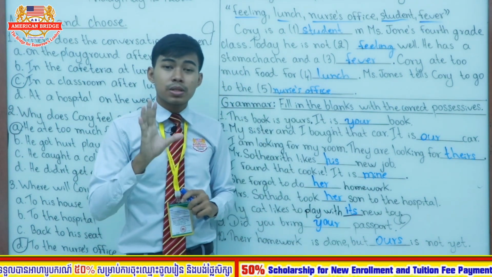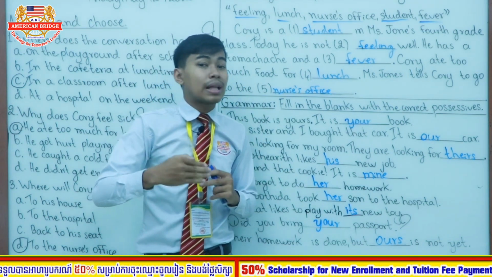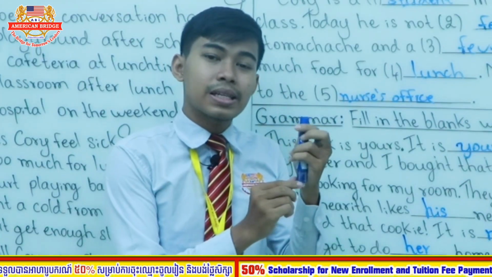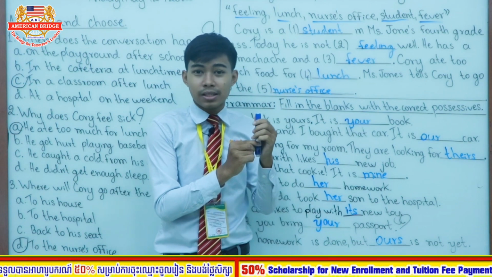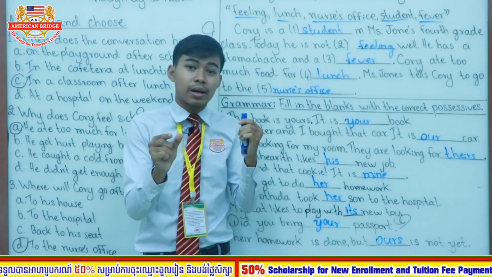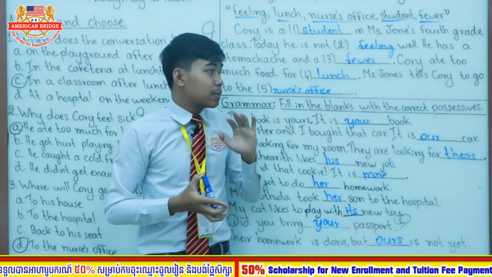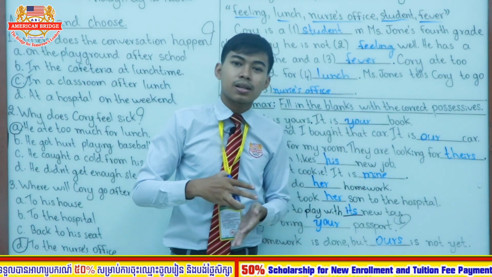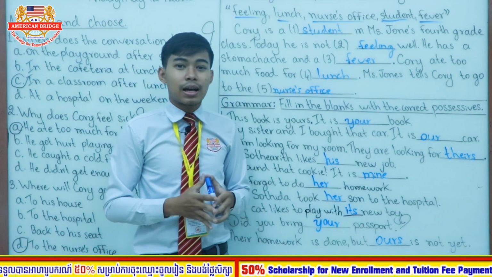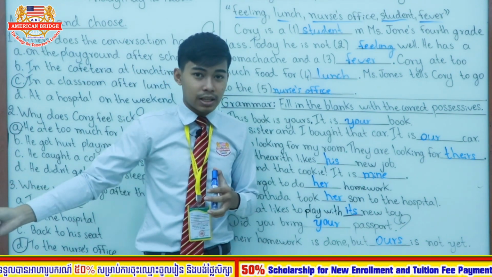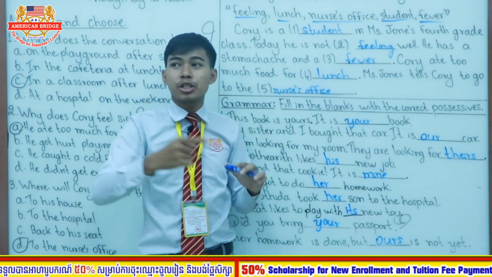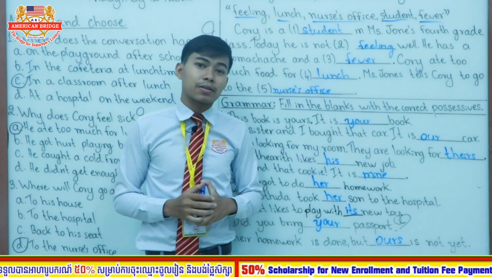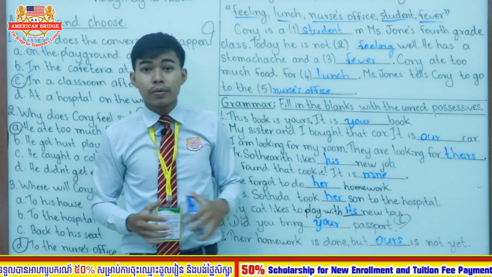Remember, we use a possessive adjective when there is a noun after it. Example, my marker. So my here is the possessive adjective and marker is a noun. That's why I have to use my. But the possessive pronouns like mine, yours, theirs, ours, his, hers, its, we don't use when there is a noun after it. Example, this is mine, this is yours, this is theirs, this is ours. Okay, so you have to remember it. And that's all of our video today.